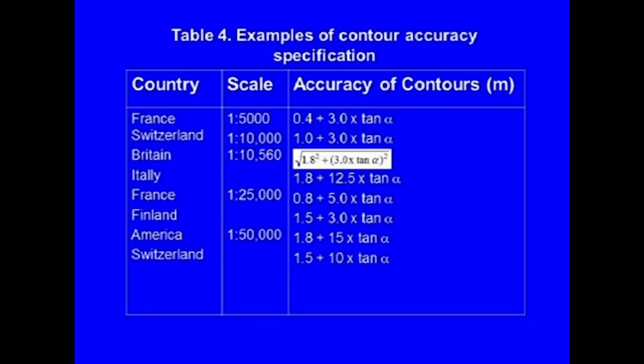In Italy, it is 1.8 + 12.5 tan α. In France, at a scale of 1:25,000, this is expressed as 0.8 + 5 tan α. In Finland, it is 1.5 + 3 tan α. In America, at a scale of mapping of 1:50,000, this is 1.8 + 15 tan α, and in Switzerland, it is 1.5 + 10 tan α.